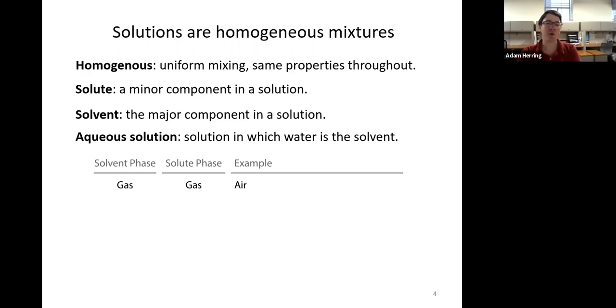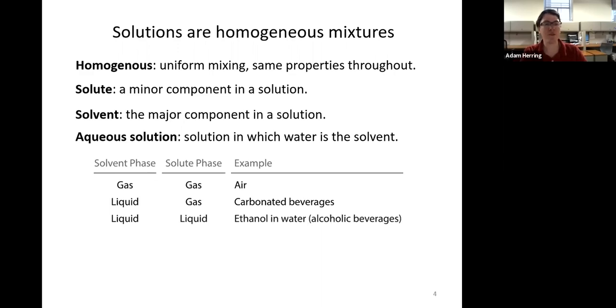We can have solutions where both the solvent and the solute are gases. The most common example of this is air. We also have solutions where we have solvents that are liquid, and the solute is a gas. That's a carbonated beverage. Then you can have liquids in liquids, such as ethanol in water or alcoholic beverages. If you take a solid and put that into liquid, that is another type of solution. A common example of that is putting sugar in water.